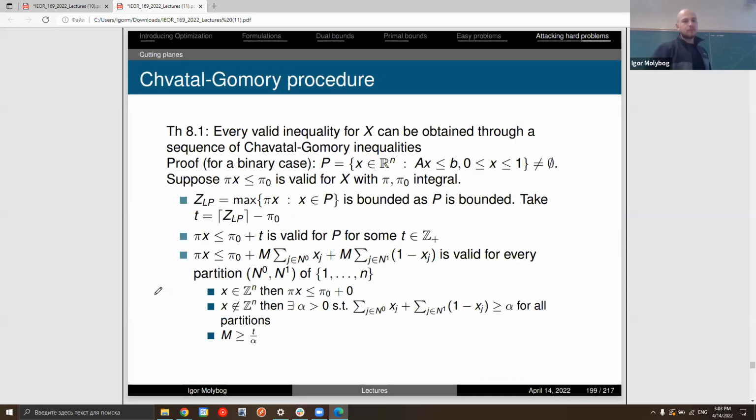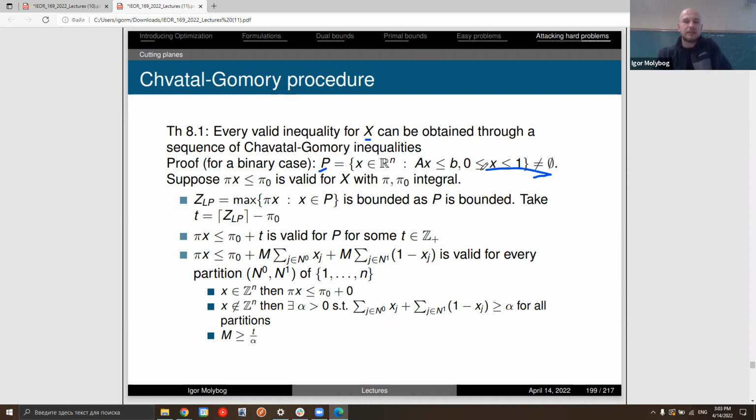Let us try to prove this theorem 8.1. We will in fact be able to get any inequality. The proof is only for a binary case, but this proof can also be extended to the general case of any integer problem. So we have a formulation for a set X, and it's not an empty set.